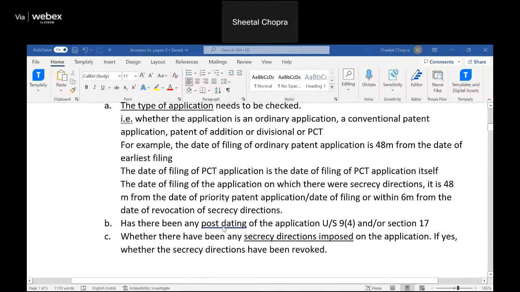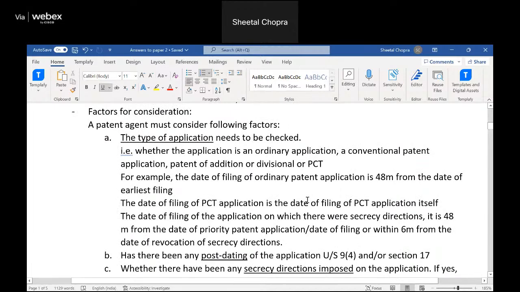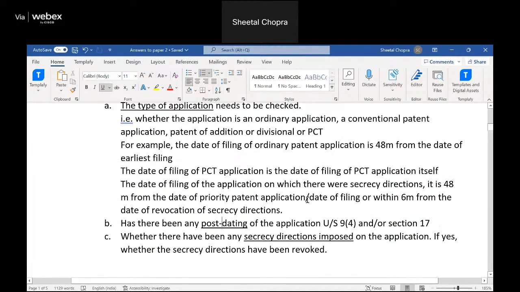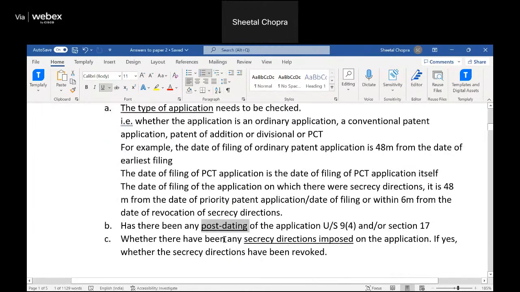Another factor that comes to my mind is the post dating, whether any post dating has happened or not. Did the applicant file for any post dating under section 9(4) or section 17 or both sections? Then in that case, the date of filing of the examination request would be from the new post-dated date and not from the original date. So this is one of the factors for consideration. And then you can describe these 2 sections in a bit in your own words.